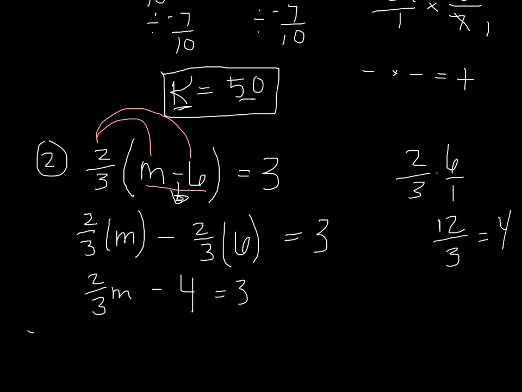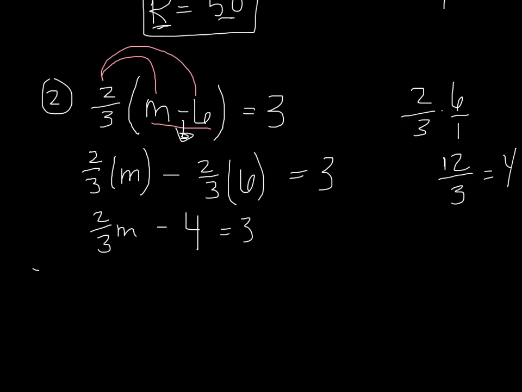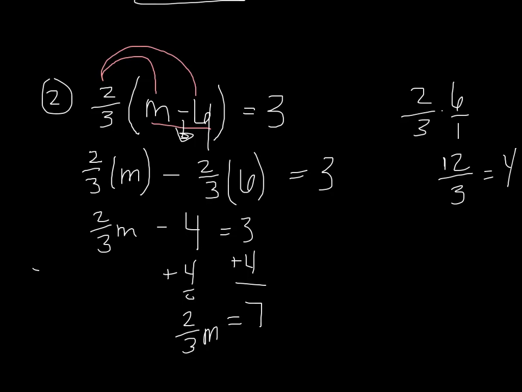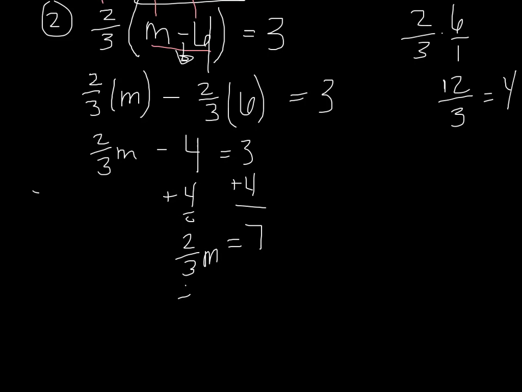Now that I distributed, I'm back to my regular format that I'm used to. So now I'm going to add 4 to both sides to get rid of my number. I have 7, here I have 0. So now I'm left with 2/3 m equals 7. Yikes, I'm not having enough room. Okay, so now I'm going to divide both sides by 2/3. So I'm left with m on this side.